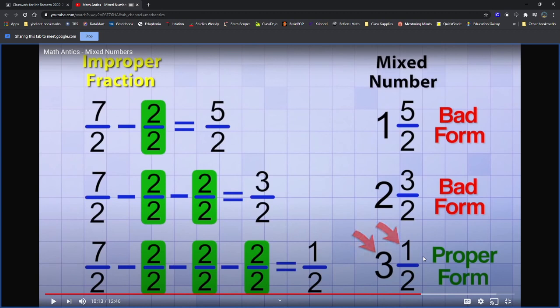So here, now that he has this answer, he can tell that what he has is, like he said, proper form. There's no more wholes that he could subtract out of here because there's only one piece left. You can see that the numerator is smaller than his denominator.